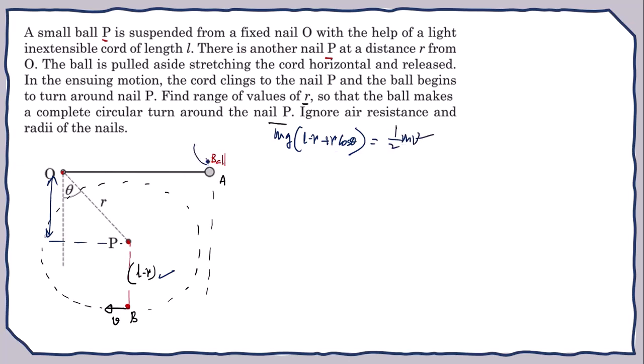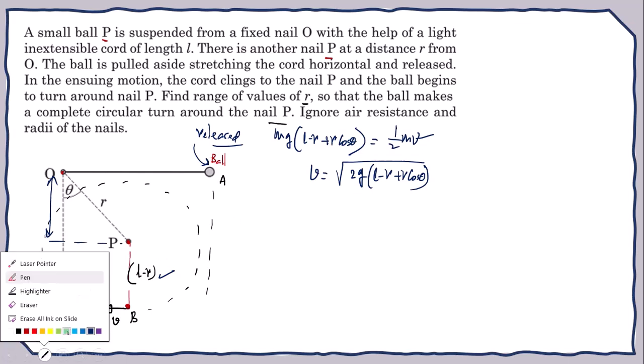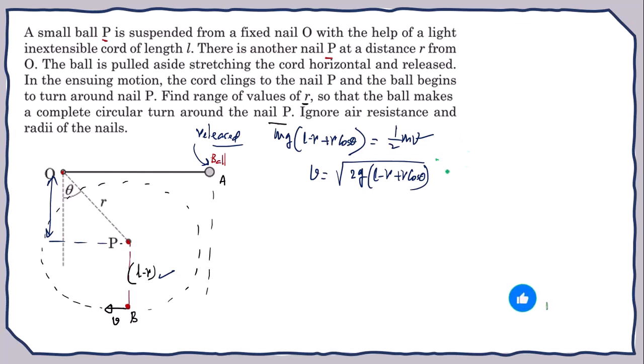Why? Because at this point the particle is released. Here it is given that the particle is released, so the velocity is 0. So the only thing gained is the kinetic energy, equal to half mv square. Okay. So from that, v should be equal to root of 2g into L minus R plus R cos theta. Now this is the velocity at the bottommost position. In order for the particle to complete the vertical circle, it must be greater than or equal to root of 5gr. This is the condition for the vertical circle.